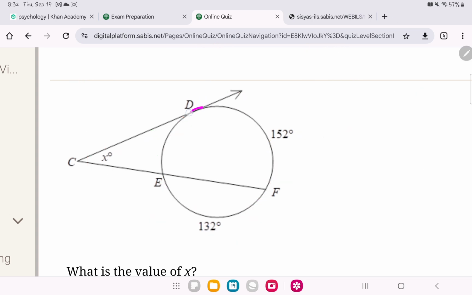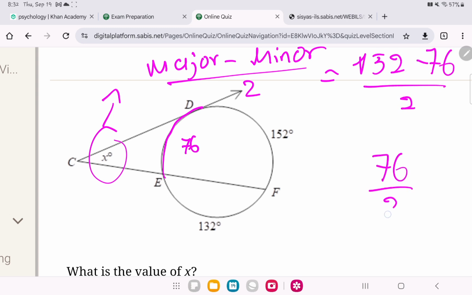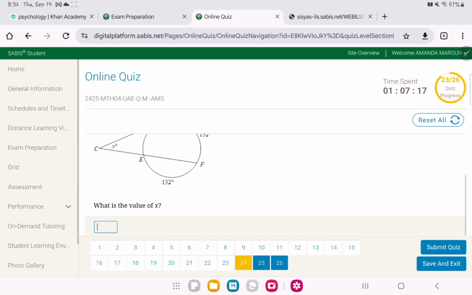So now we can solve because we have the measure of the minor, 76. The exterior angle is equal to the major minus the minor over 2. What's the major? It's 152. Minus the minor, which is 76, over 2. 76 divided by 2 is going to be 38. So the value of x is 38.